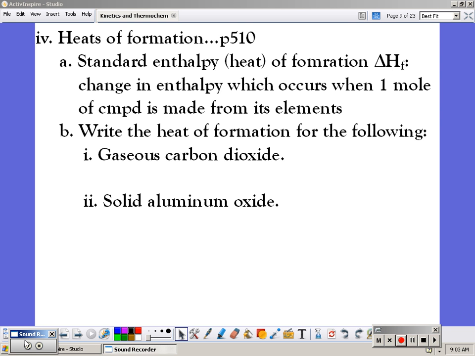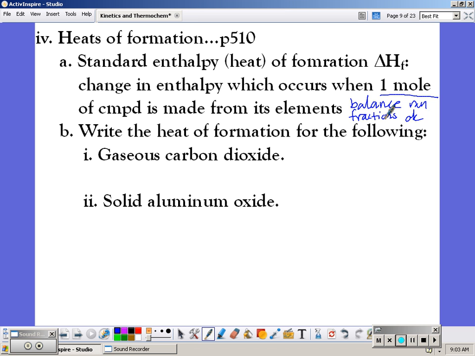Heats of formation. You need your book on page 510. The standard enthalpy, or heat of formation, delta HF, F here standing for formation. So it's the change in enthalpy, or the change in heat, which occurs when 1 mole of the compound is made from its elements. Because we're talking about having 1 mole, when we balance these reactions, fractions as coefficients are okay.